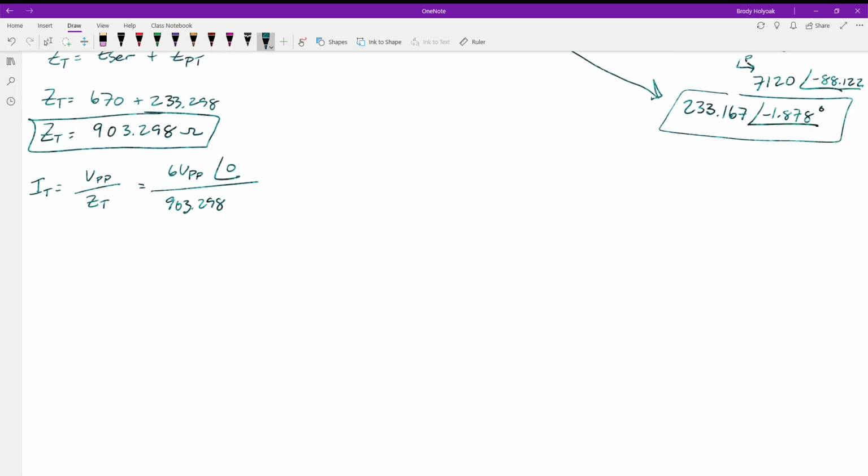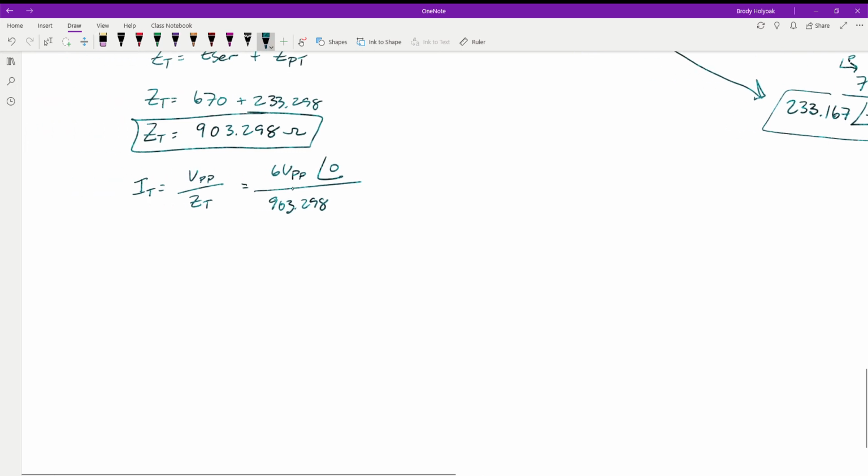Now again, we would have this little bit of a phase angle if we were dealing with a capacitor, but we're going to take our liberties a little bit. We're going to make these assumptions, and so we're just going to do this. And also, you can see we don't have a phase angle anymore. We're just back to normal, regular math, even though we have a capacitor in there. So we end up with 6 divided by the 903.298. That gives us 6.642 milliamps.